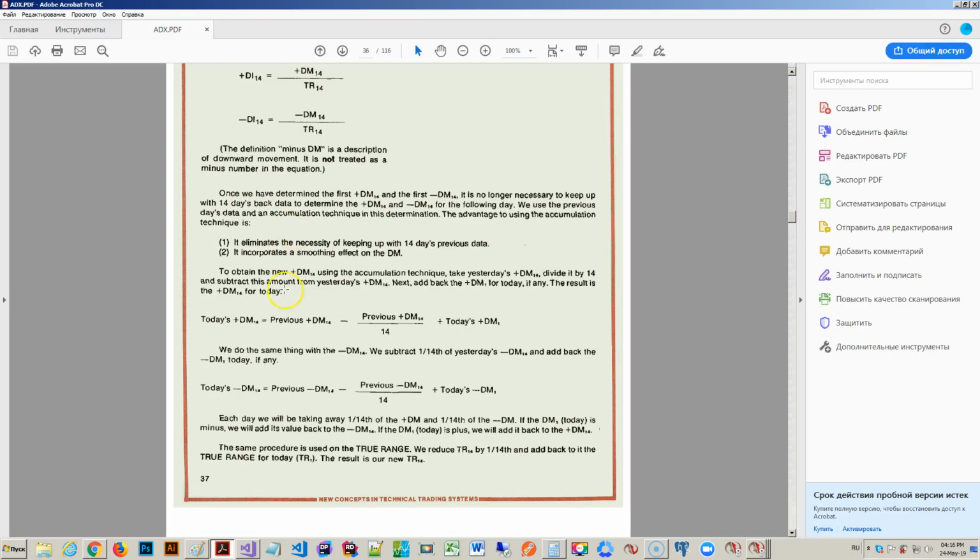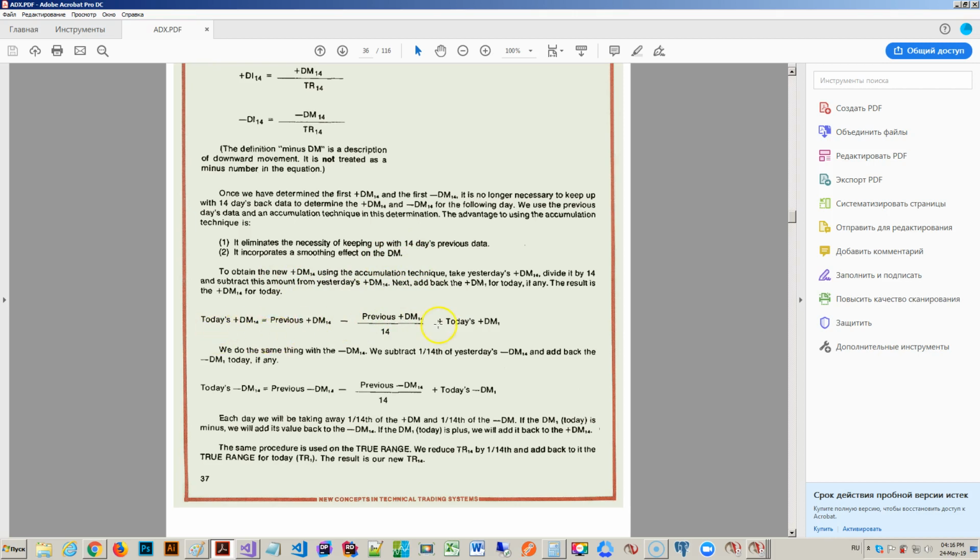By the way, this book you can download from the internet quite easily. I'm not sure whether I can provide it with the course, but if you like, just find it. Look for Welles Wilder ADX and you'll find it very easily.